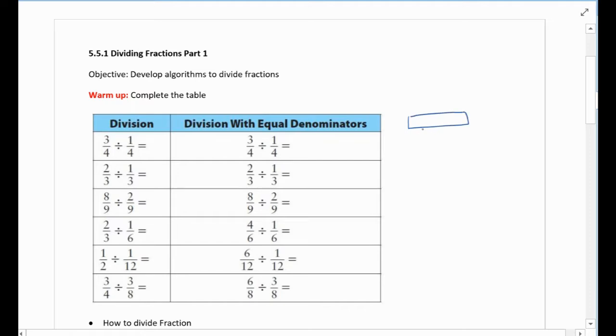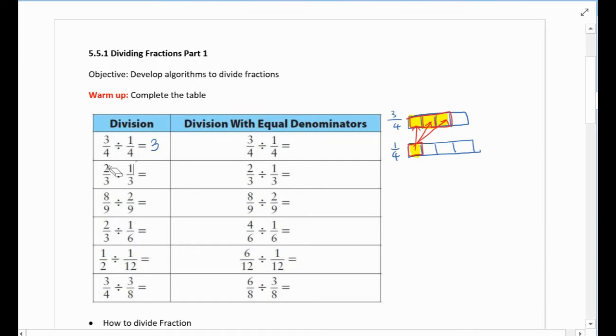3 over 4, you have a chocolate bar and break that into 4 pieces and shade 3. That's 3 over 4. And we're going to find out 1 over 4, which is this, goes into 3 over 4 how many times? So this is 3 over 4 and this is 1 over 4. So everyone, this goes into this how many times? That is 1, 2, 3 times. So the answer is 3. So 3 over 4 divided by 1 over 4 is 3.